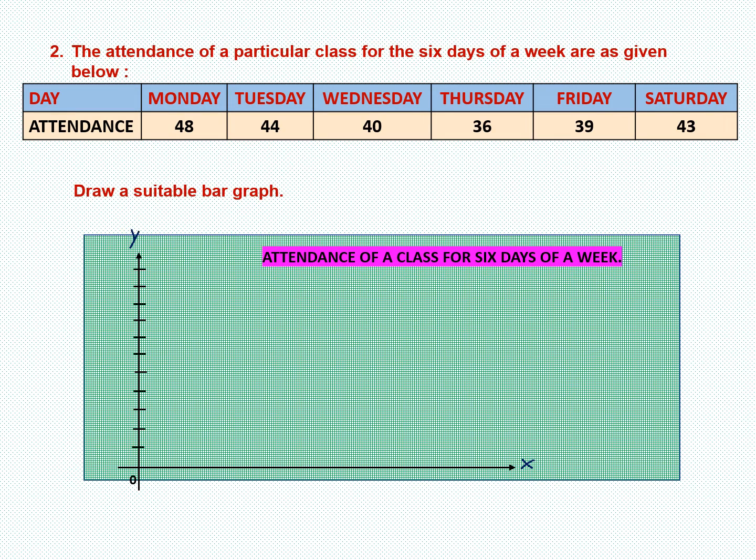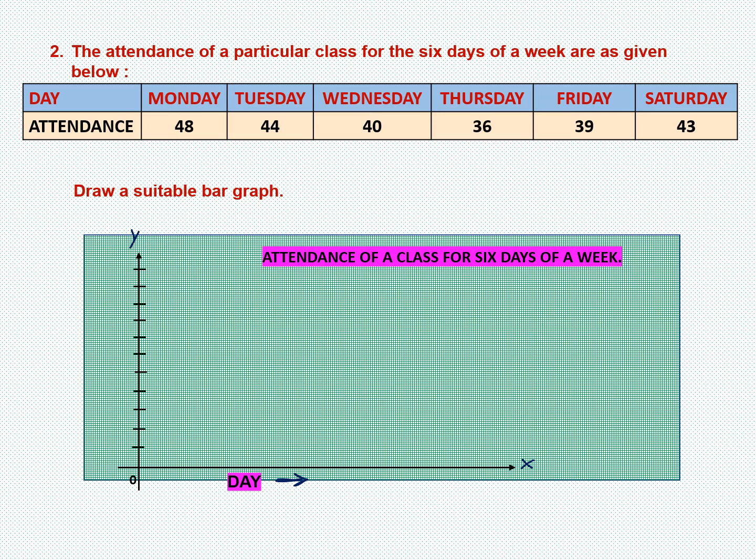Then we write a title. Title again, take it from your question. What does the title say? Attendance of a class for 6 days of a week. This is your title. Then what are we showing on the x-axis? We're going to show the day of the week. Now this you can take it from your table given to you.